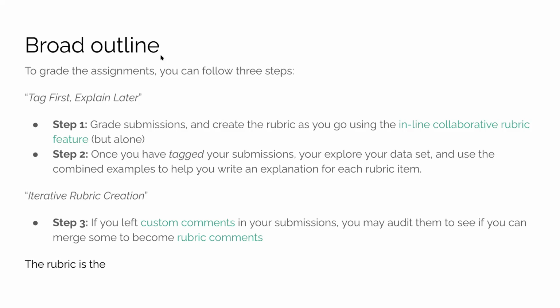Once you have tagged your submissions and created the rubric, you can explore your data set and use the combined examples to help you write an explanation for each rubric item. And then after step 3, if you left any custom comments in your submissions, you may audit them to see if you can merge some to become rubric comments.